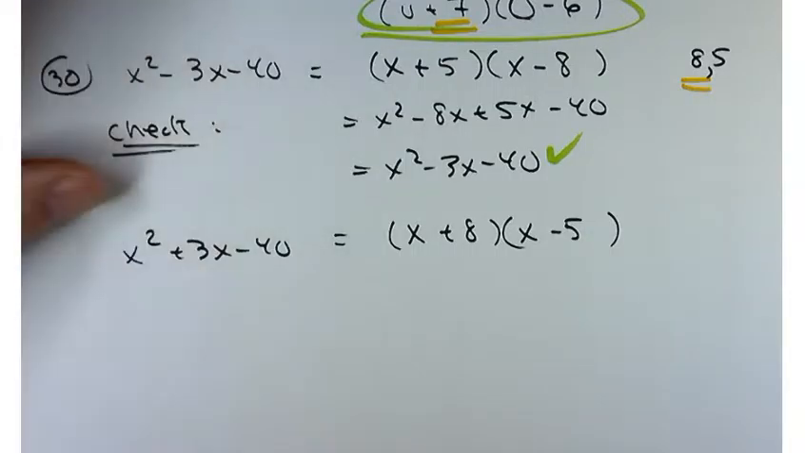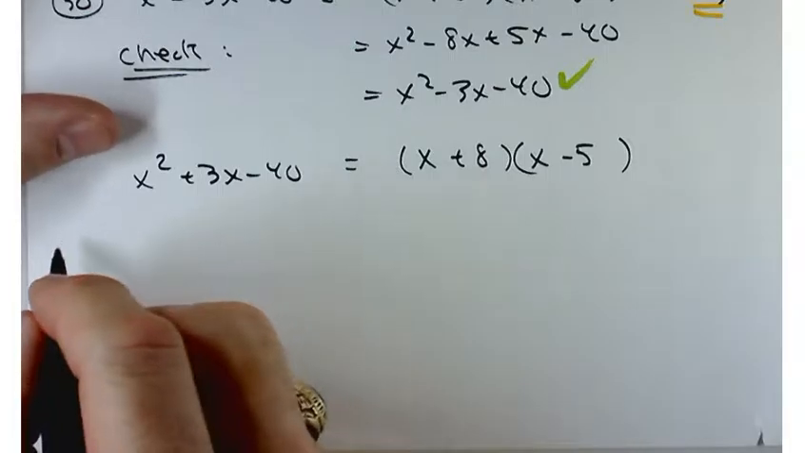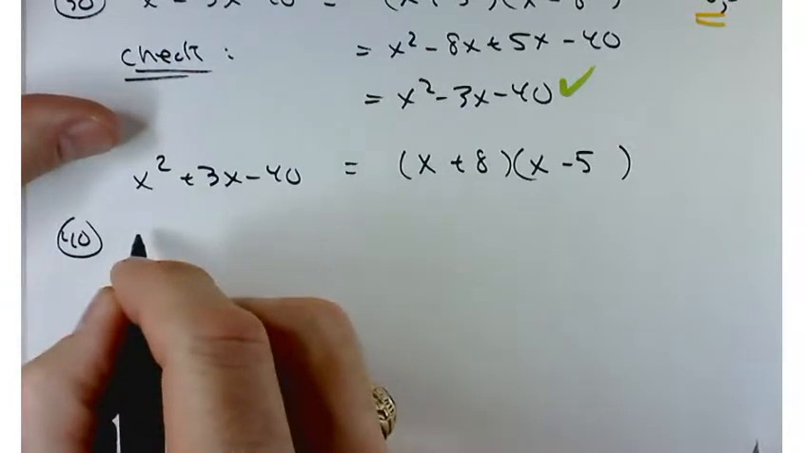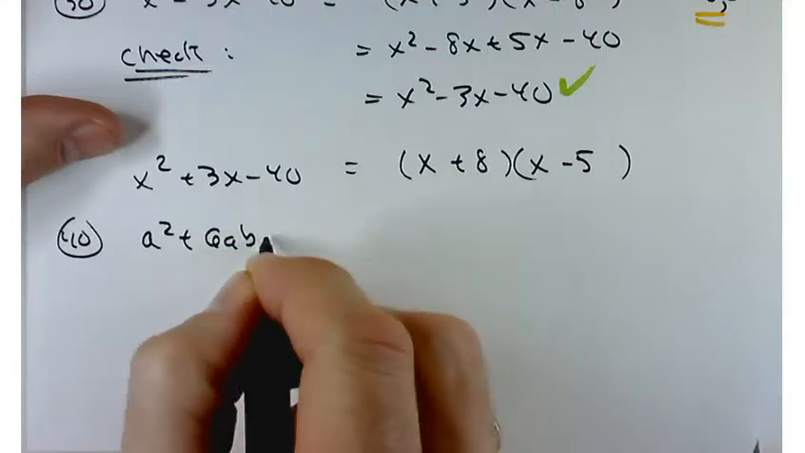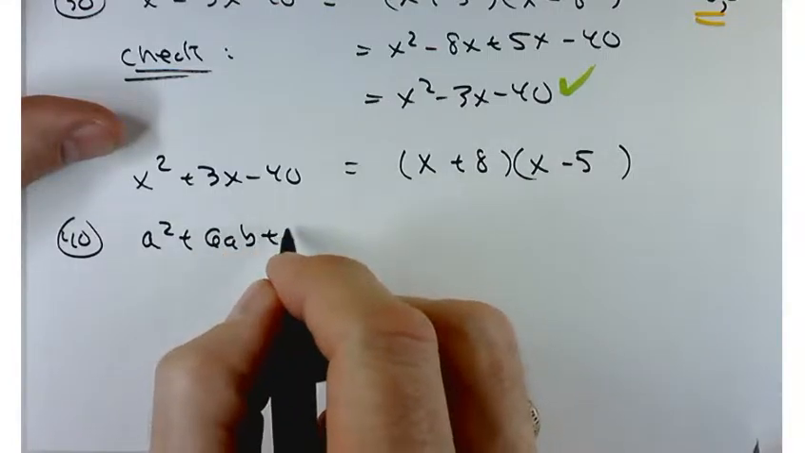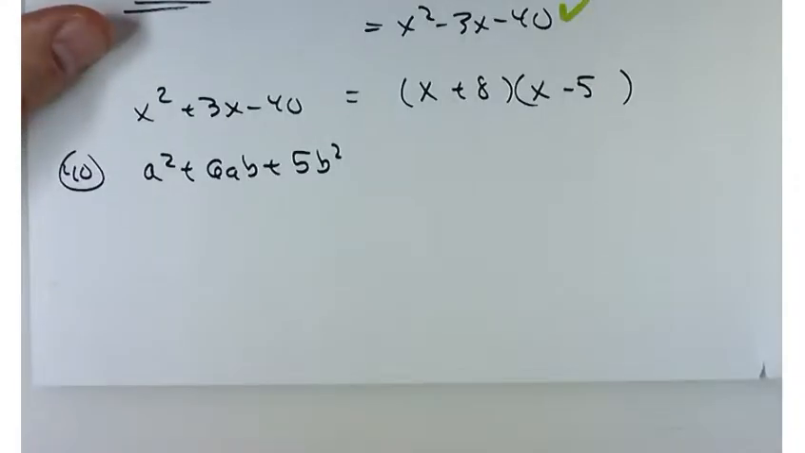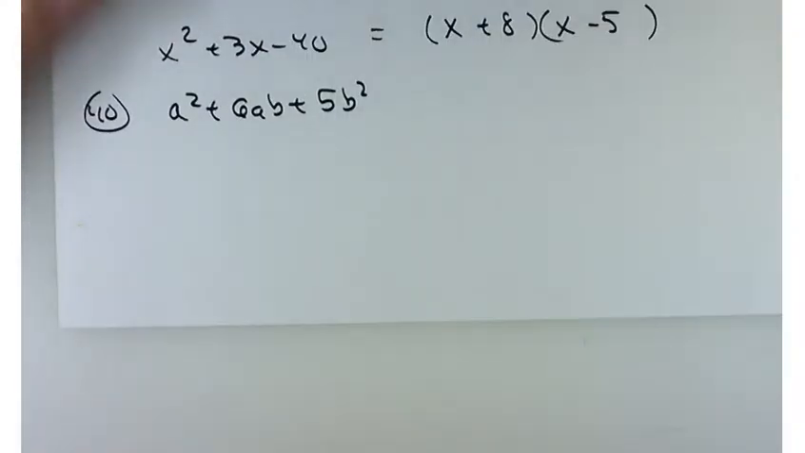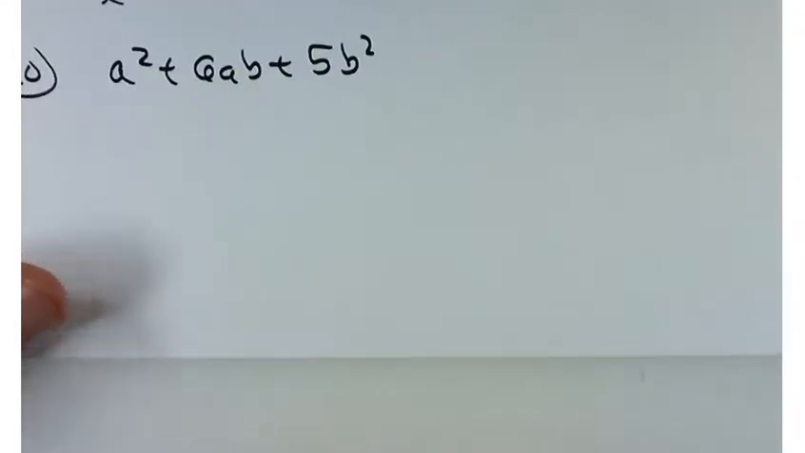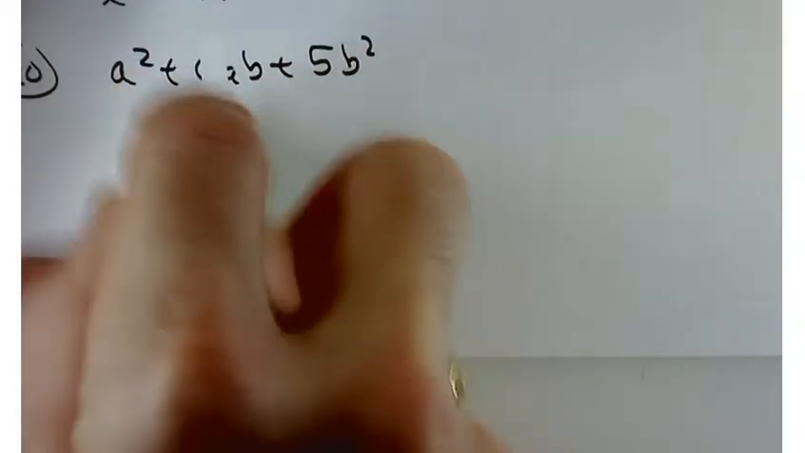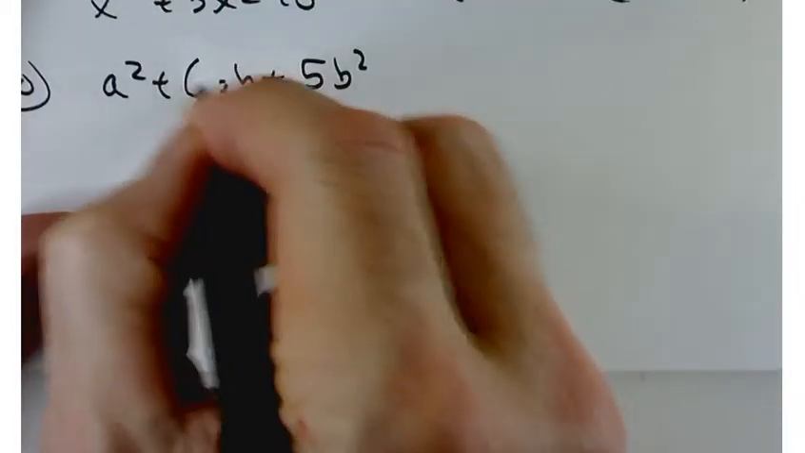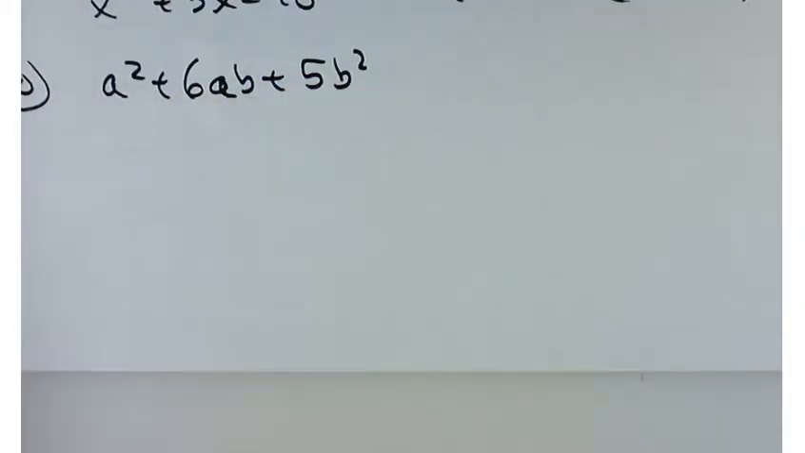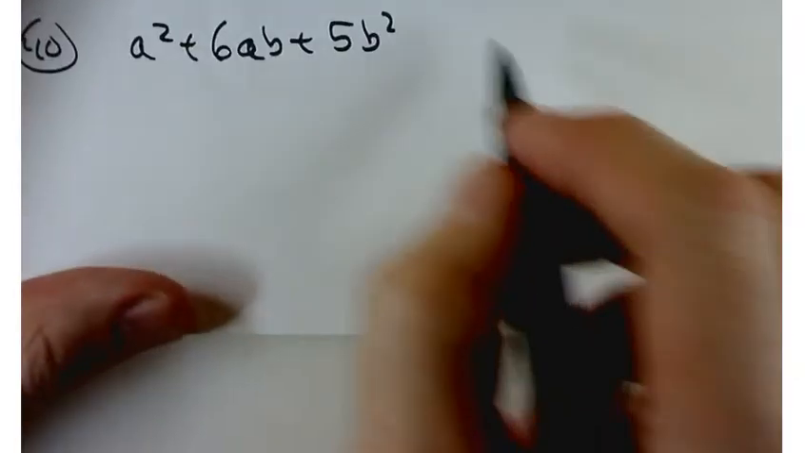Let's look at problem number 40. A squared plus 6ab plus 5b squared. Let me rewrite that 6ab so that it looks actually like a 6. So try that again. A little Photoshop there. 6ab.